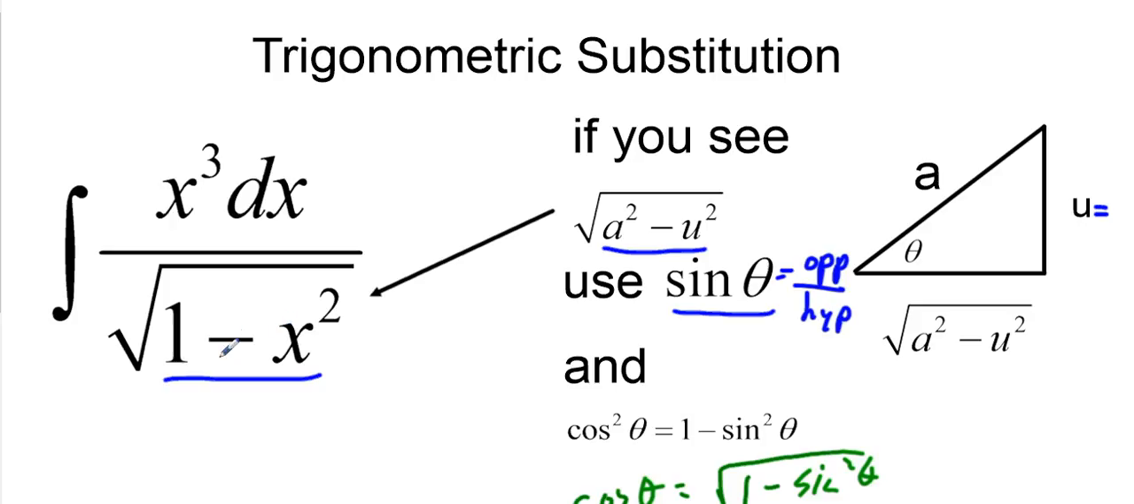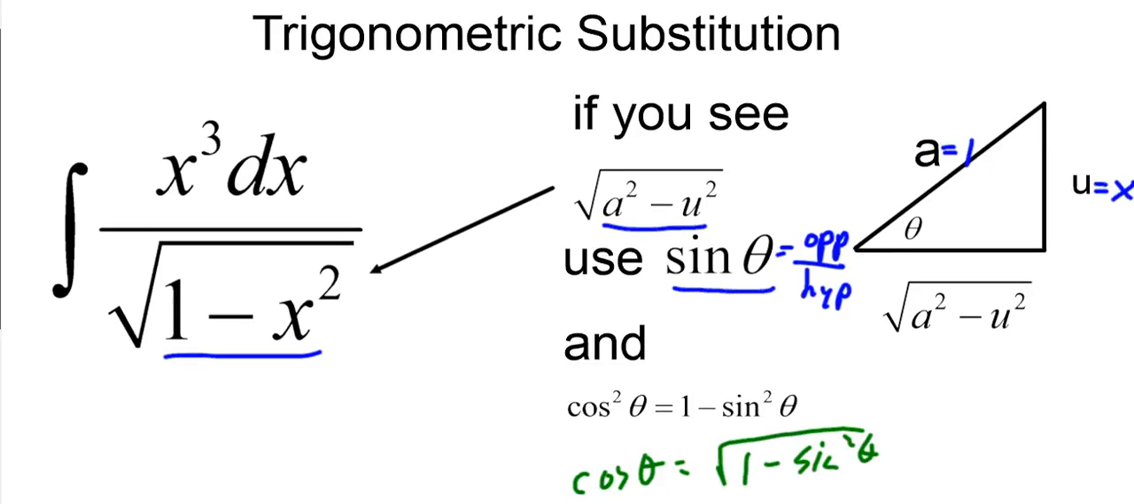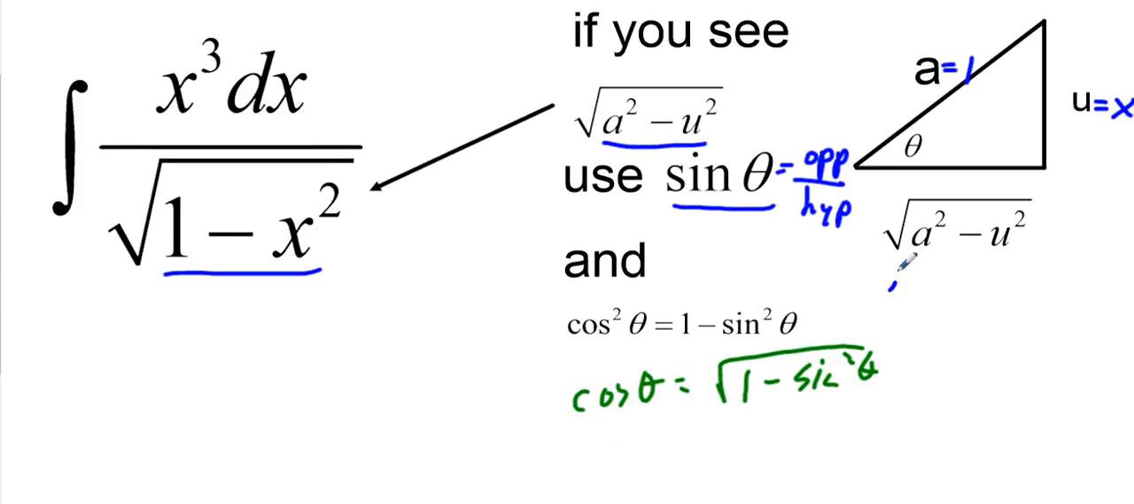So when you see this type of difference of two squares, use sine. Our u in this case is just going to be x, because that's what's squared. Our a value in this case is pretty simple. It's going to be 1. Now from here, we can also write out the square root of, and that's just going to be 1 minus x squared. So we filled in everything that we need.